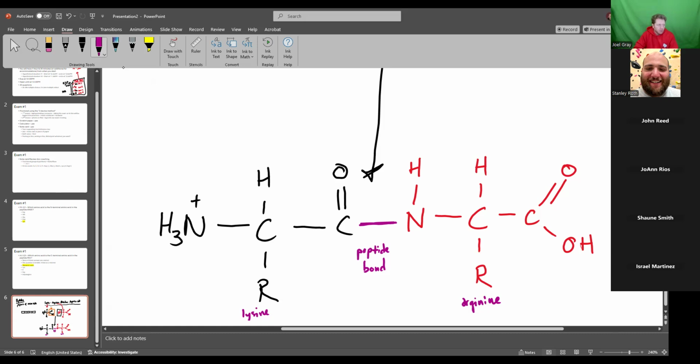Now, when you look at this molecule, I would like you to add to the chat A, B, C, or D. Add to the chat with a single letter, A, B, C, or D. Which do you think is closest to the N termini of my peptide, of my dipeptide here?